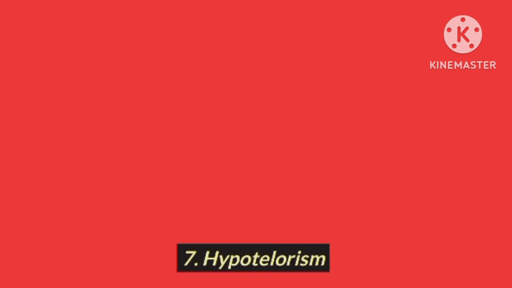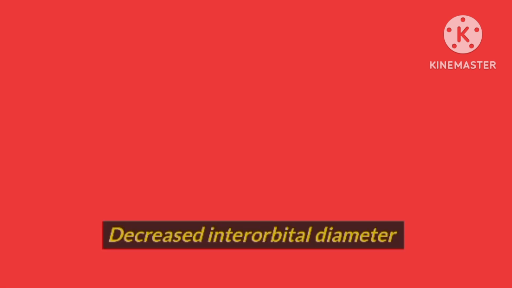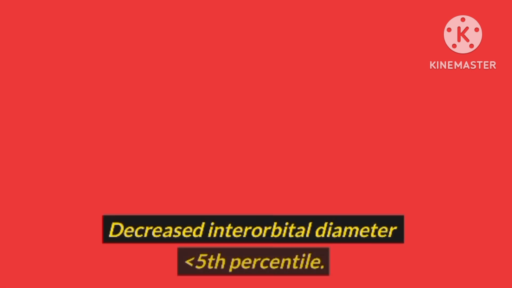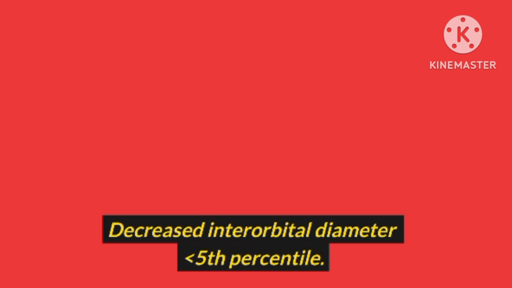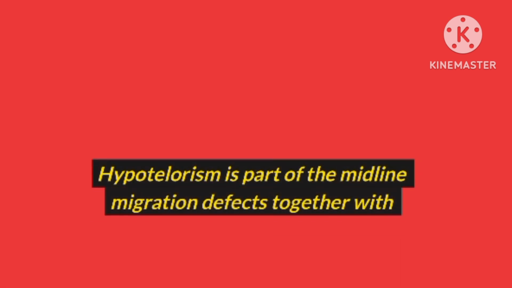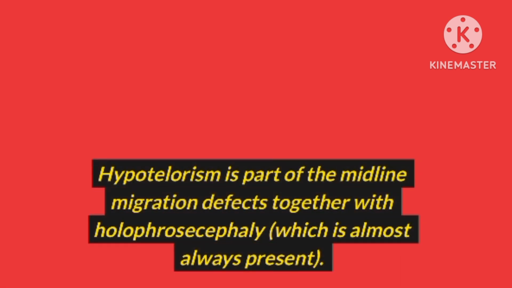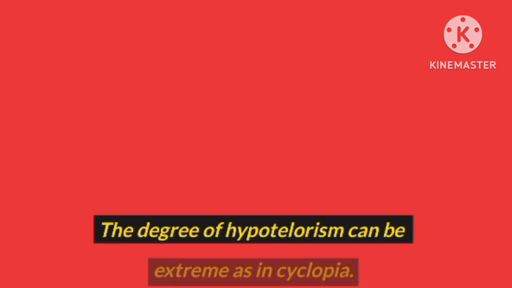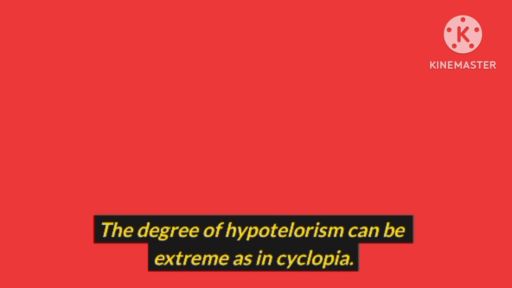Number 7, hypotelorism. Ultrasound diagnosis: decreased interorbital diameter less than the 5th percentile. Hypotelorism is part of the midline migration defects together with holoprosencephaly, which is almost always present. The degree of hypotelorism can be extreme, as in cyclopia.